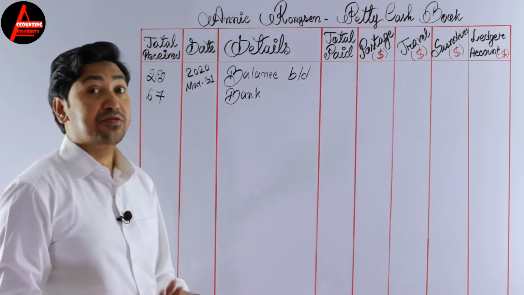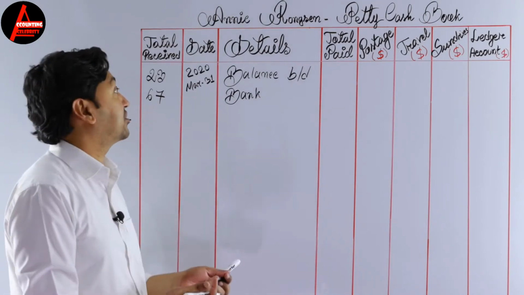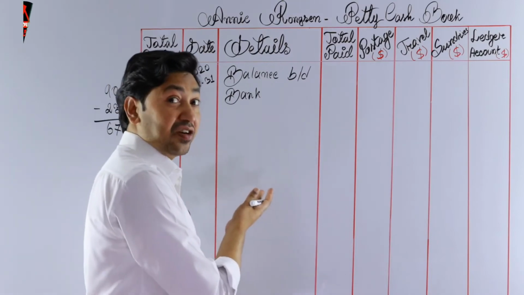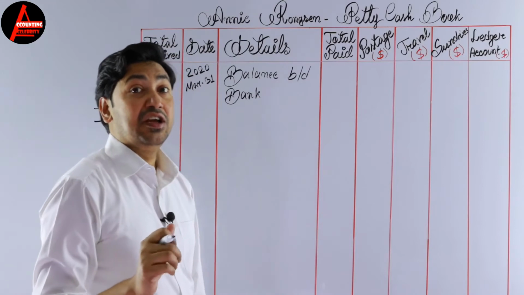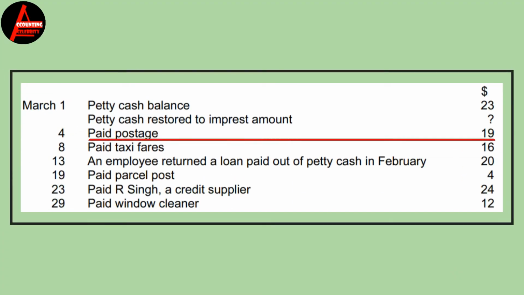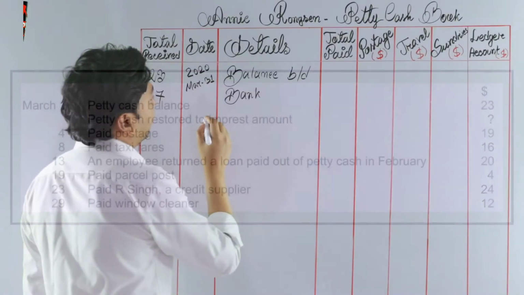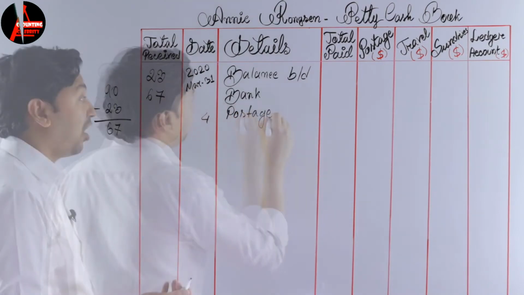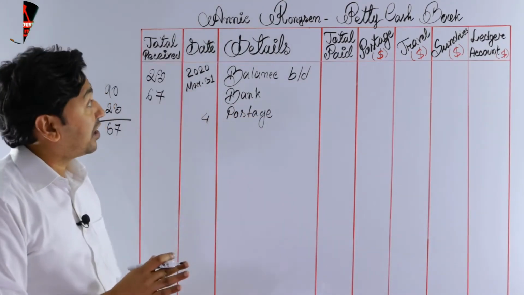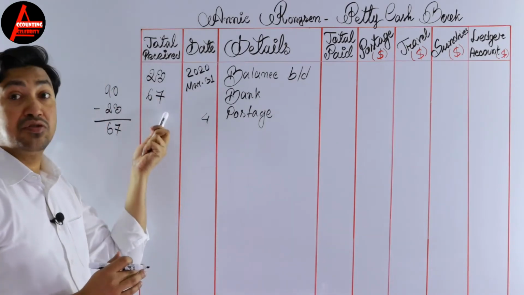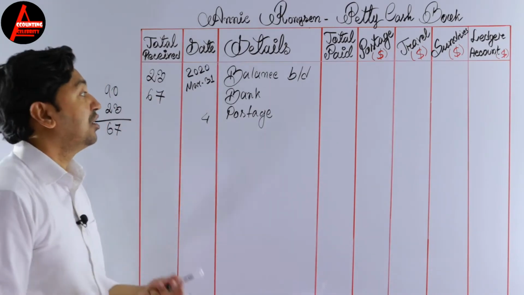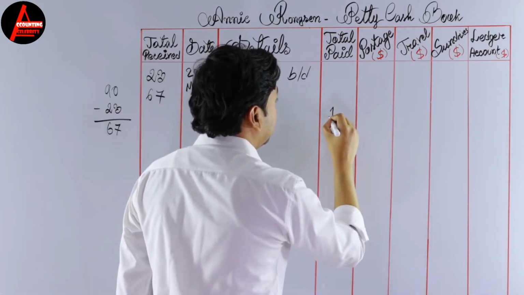Now we have some transactions here. We have to record these transactions first of all in this detail column, according to the date given with the transaction. What is the first transaction? March 4, paid postage. So let us write here postage. Now all these expenses will come in the total paid column, not the receipt column. Only these two amounts will come in the receipt column. Let us write here $19.